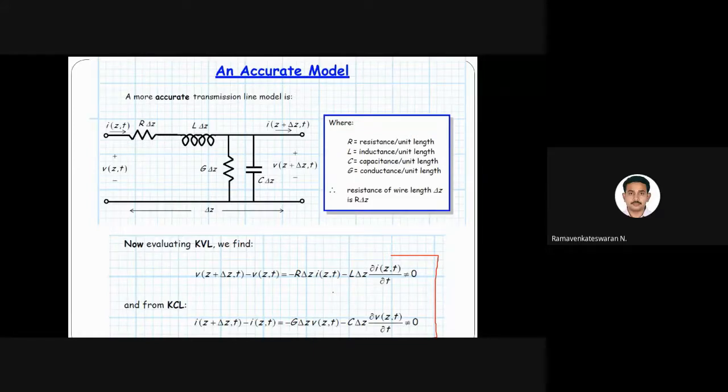Closely analyze this voltage KVL and KCL law. The same thing I've written here; probably you remember. I've written V of z plus del z comma t, which is equal to minus R del z I of z comma t and L del z, and so on. Does anyone have a doubt with these equations?